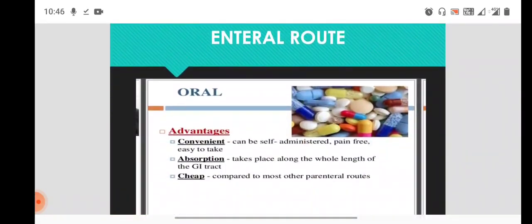So the next one is the enteral route. In that, for the oral route we have advantages and disadvantages. The advantages first of all come from convenience. It is self-administrative and absorption takes place along the whole length of the GIT, and compared to injections or patches it is much cheaper in cost.